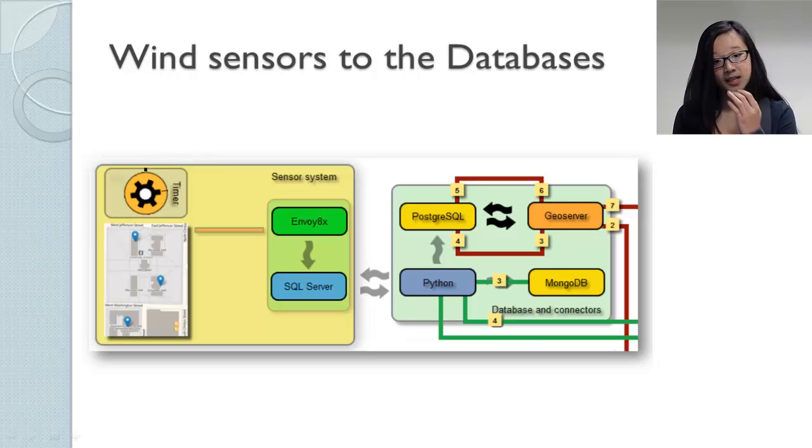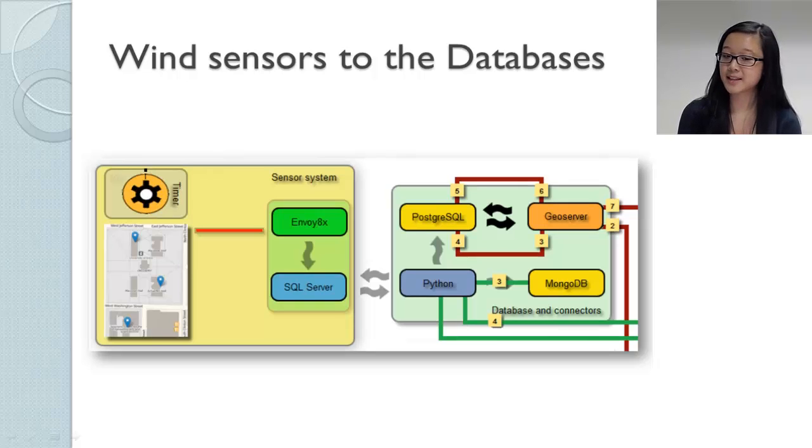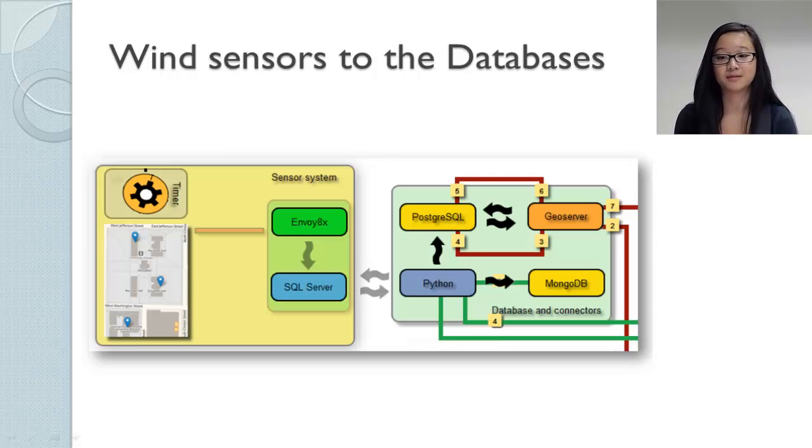From the wind sensors to the databases, here's a zoomed in version of this system. Every 10 seconds, the sensors send data to the Envoy, which is essentially a receiver that will eventually compile the data together every minute. Every minute, this Envoy sends the package of data to the SQL server. And also every minute, the Python will request that data, the SQL server will return that data, and the Python script will send that information to Postgres and MongoDB databases.